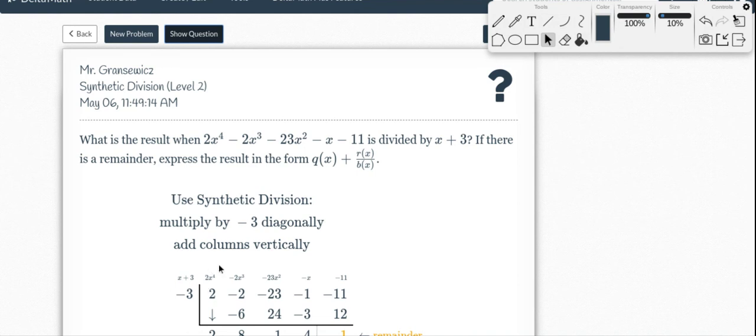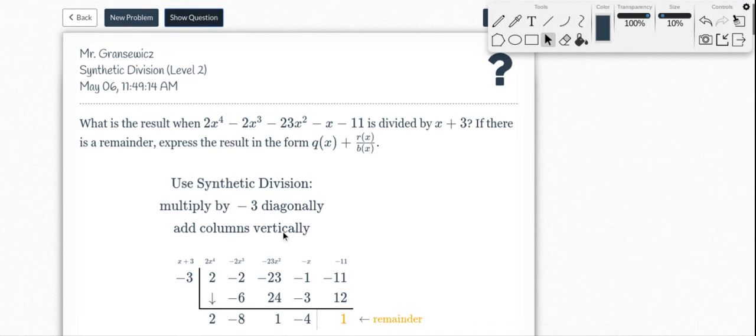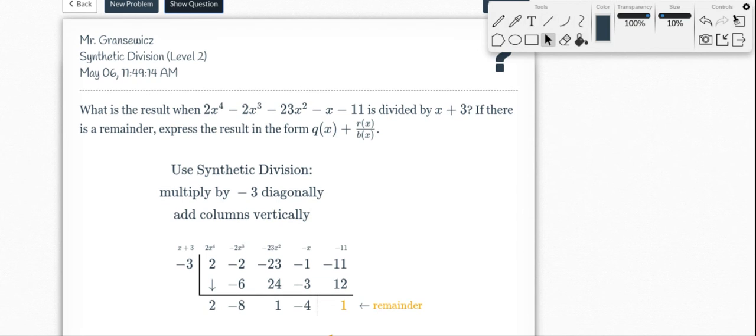And they even write the terms above to show that they're representing every term, okay? And then they just multiplied. They brought down the first term, multiplied, added, multiplied, added, multiplied, added, and then multiplied one more time, and this time they had a remainder. So I'm kind of not showing you the bottom on purpose. But again, this is the remainder.